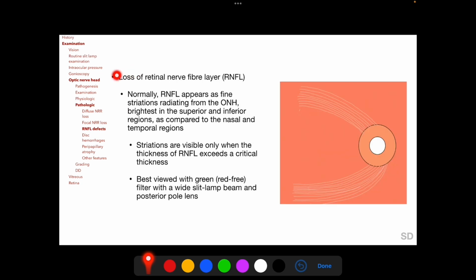Loss of retinal nerve fiber layer is another characteristic feature of glaucoma. Normally, the retinal nerve fiber layer appears as fine striations radiating from the optic nerve head, brighter in the superior and inferior sectors as compared to the nasal and temporal sectors. The striations are visible only when the thickness of the retinal nerve fiber layer exceeds a critical thickness. And the retinal nerve fiber layer is best viewed with a green filter, also called a red-free filter, which is very important to remember, on a wide slit lamp beam and one of the fundus lenses.